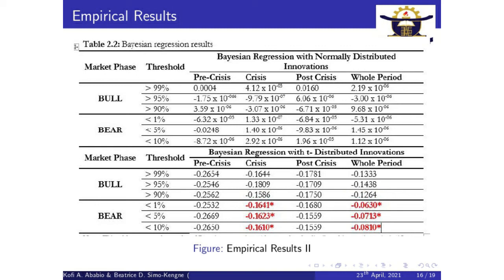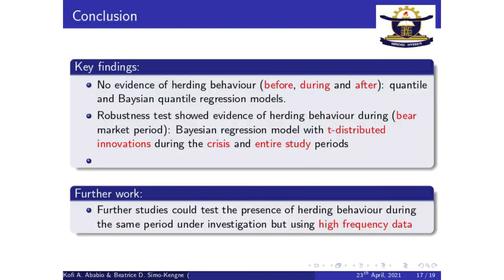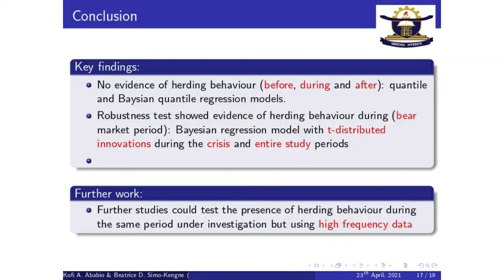Now to the conclusion. The key finding in this study is, one, no evidence of hedging behavior before, during, and after the financial crisis was found using the Quantile and the Bayesian Quantile regression models. And also, when we considered the robustness test, we found evidence of hedging behavior during the bear market period only. That is, when the market portfolio returns were extremely low, using the Bayesian regression model with t-distributed innovation during the crisis and the entire study period.